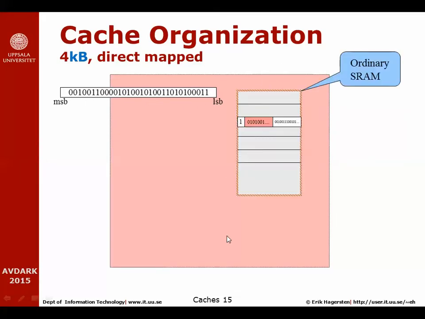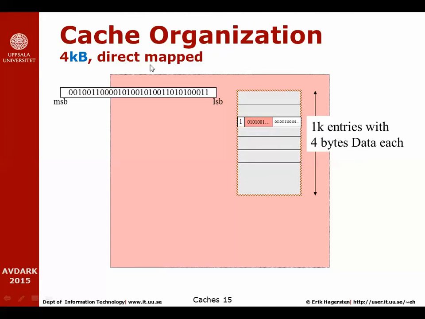This symbol I normally use to show ordinary memory. So this is memory that contains some data. Depending on what address you apply to it, you're going to select one of these rows and read that out from that memory. And when we talk about caches, we typically are talking about static RAM, SRAMs.